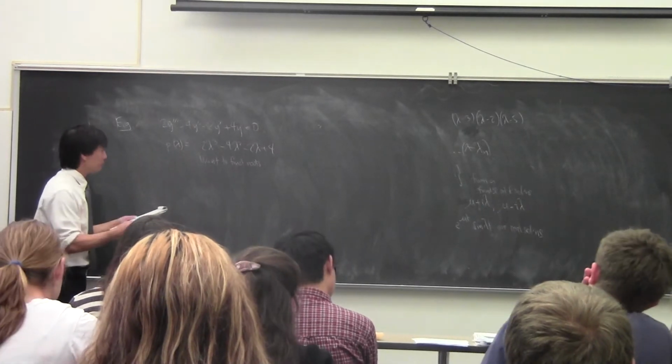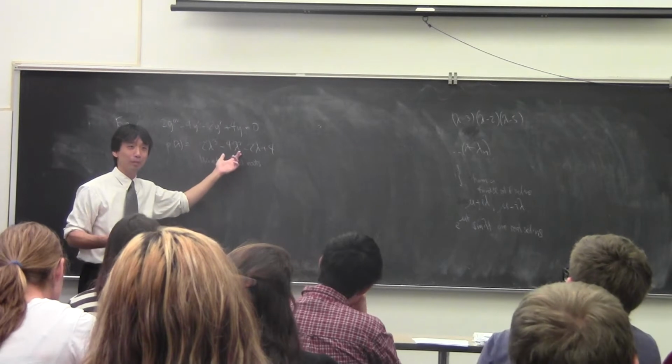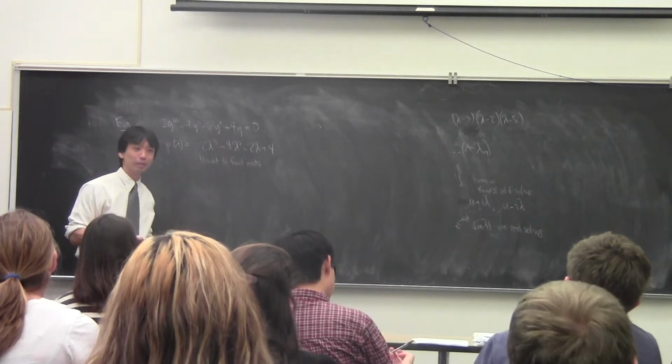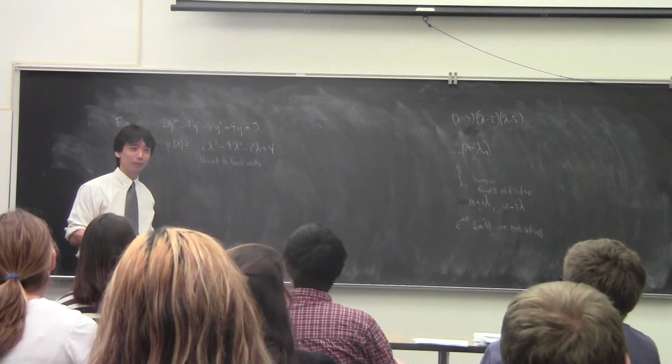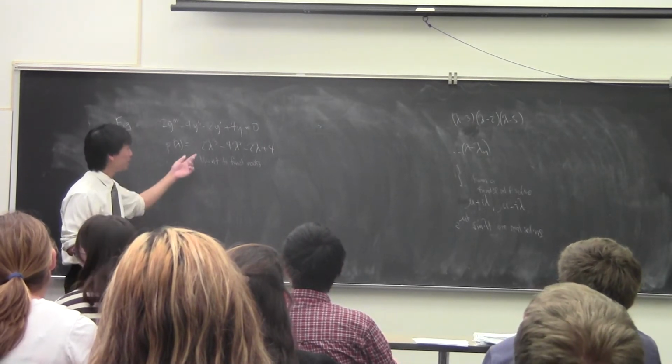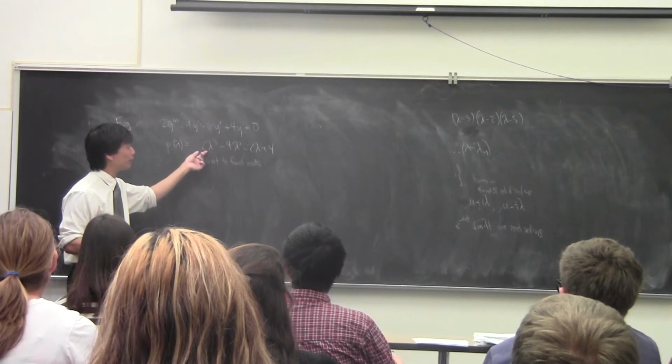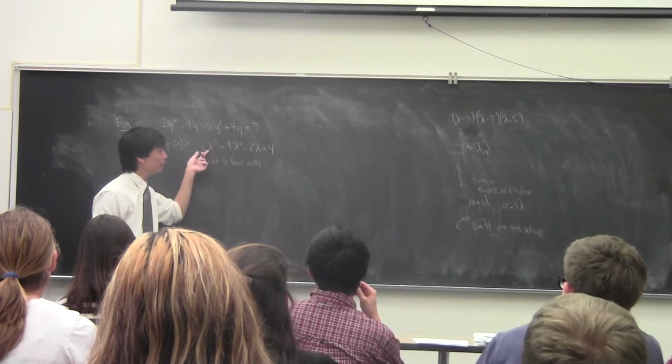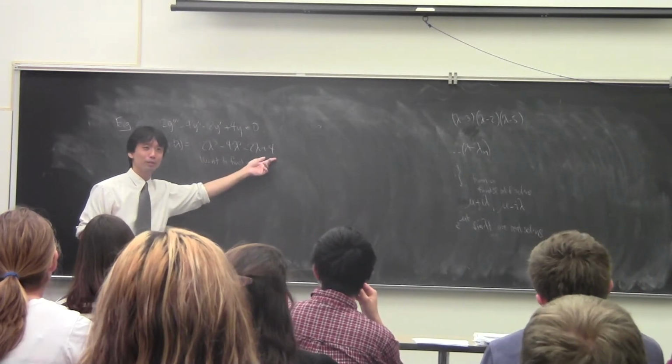But so how do you find roots of a polynomial like this? Maybe you guys know the trick. Do you guys know the trick? What's the trick? You look at the factors of the first coefficient and the last coefficient. You guys see this? Right.